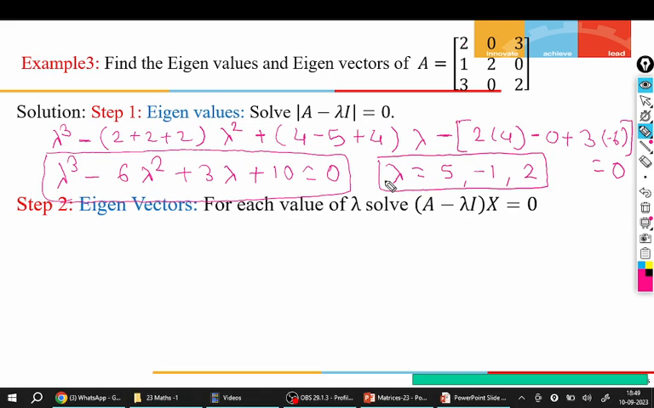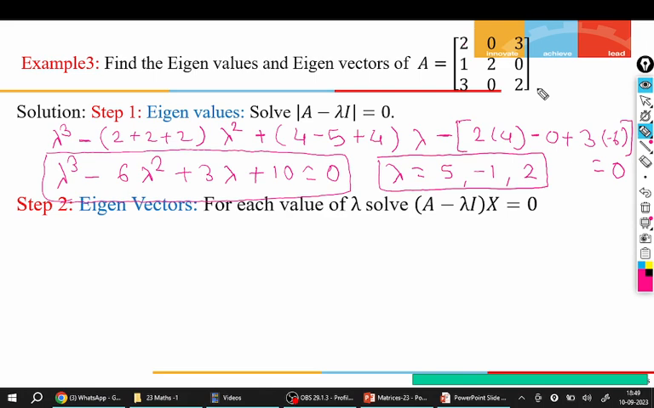Now how to cross check whether our values are correct or not? Sum of eigenvalues is equal to sum of diagonal elements. 5 plus 2 is 7, minus 1 is 6, and the sum of the diagonal is also 6. So yes, our eigenvalues are correct. This is just a confirmation that we got the correct values.